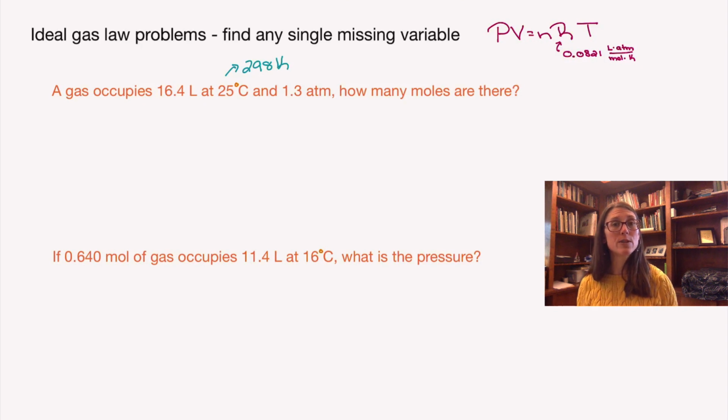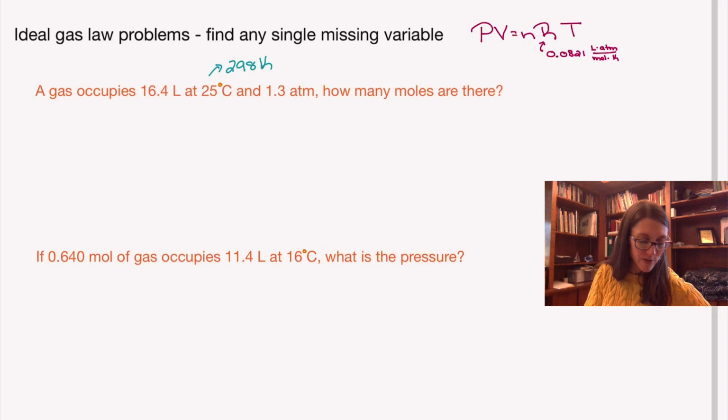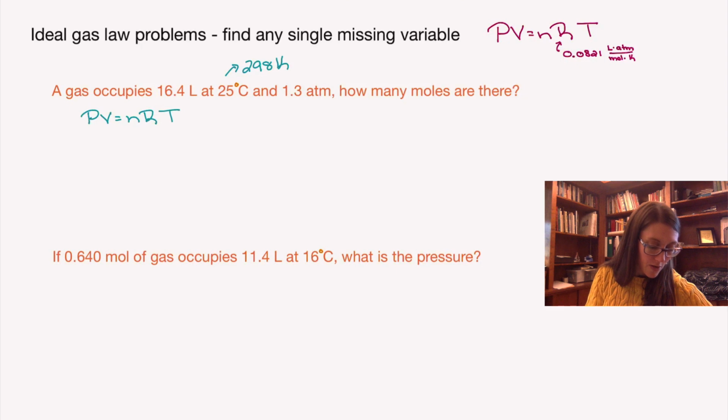and then plug your numbers in, or if you're less comfortable working symbolically, you can just plug your numbers into the ideal gas equation and solve it like you would any other problem. So we're going to do the latter. We're just going to plug our numbers in here. So our ideal gas equation is PV equals nRT. The pressure is 1.3 atmospheres. The volume is 16.4 liters. We don't know n, that's what we're solving for.